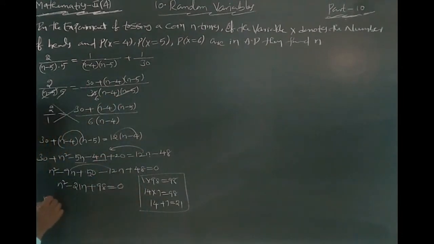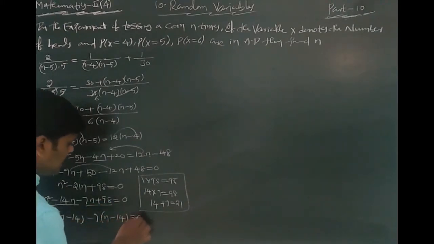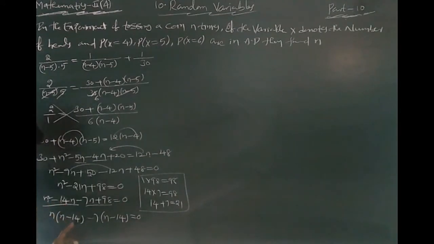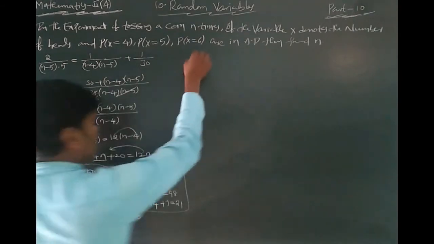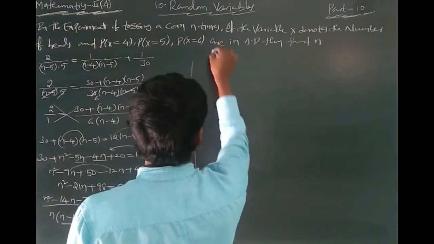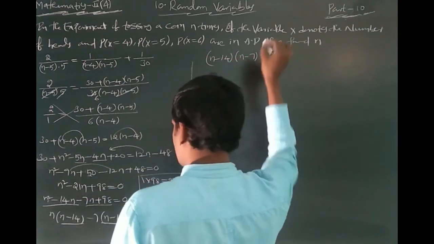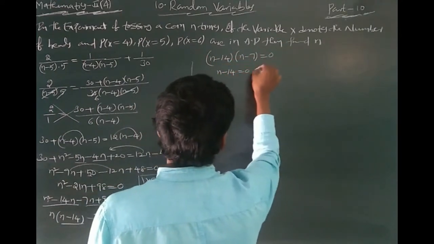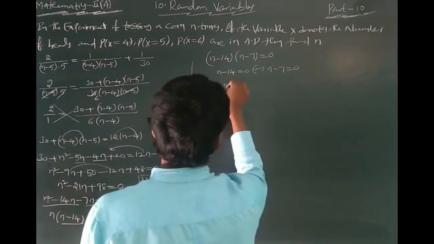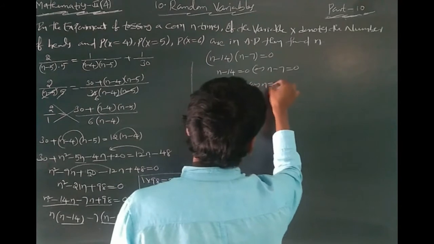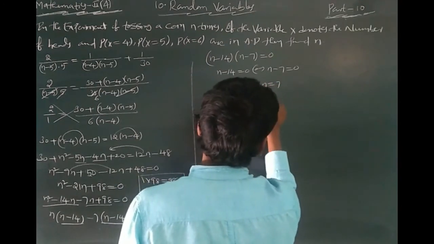That's why you can write here n square minus 14n minus 7n plus 98 equal to 0. In these two terms, n comma (n minus 14). In these two terms, minus 7 comma (n minus 14). (n minus 14) common, remaining (n minus 7) equal to 0. Then n minus 14 equal to 0 or n minus 7 equal to 0. n is equal to 14 or n is equal to 7. Therefore n value is 7 comma 14.